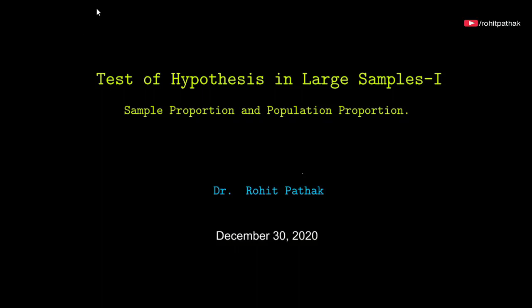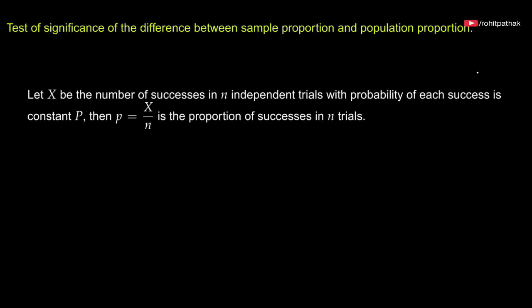In this video, we are going to discuss the test of significance of difference between sample proportion and the population proportion. So let X be the number of successes in n independent trials with probability of each success as P, which is constant. Then the proportion of success in the sample will be X by n.